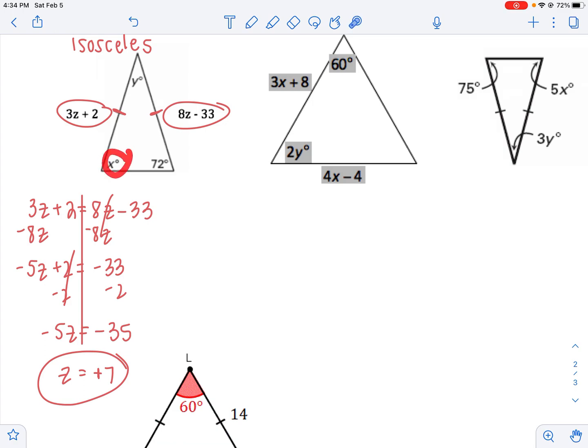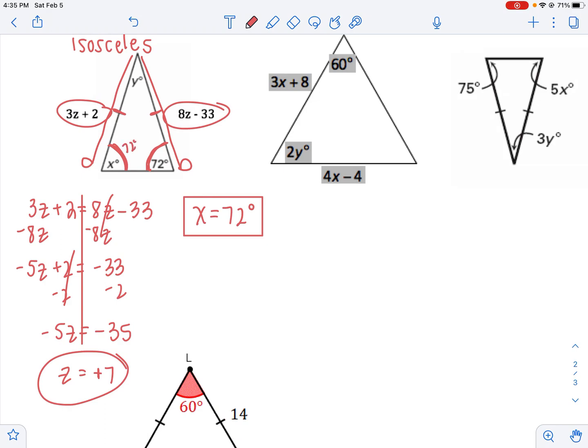Now let's talk about finding x and y. Now remember, if it's isosceles and the legs are the same, then the base angles should be the same. So if those are your legs, there's your base angles where the feet are, which means that if that's 72 degrees, x should also be 72 degrees. I don't have to add or subtract anything. I know that those are the legs, and the feet or the base angles should be the same. So I know that x is 72 degrees.